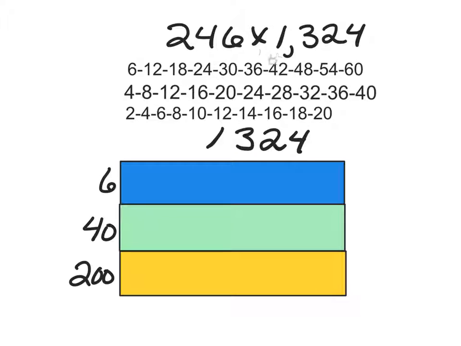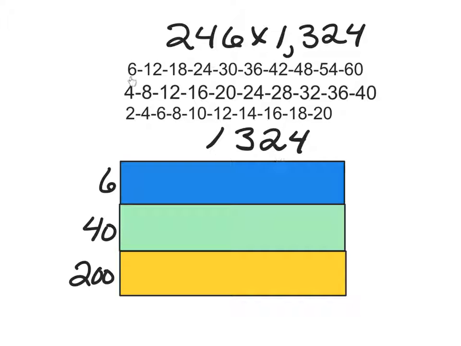246 times 1,324. I went ahead and wrote my counting by the numbers for 2s, 4s, and 6s. And then I took the 1,324 and plugged it in right up on top of my 3 area boxes. Right there, my friends. I broke the 246 into 200 plus 40 plus 6. And now let's rock and roll.